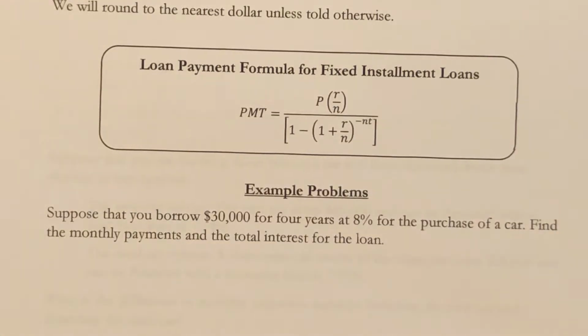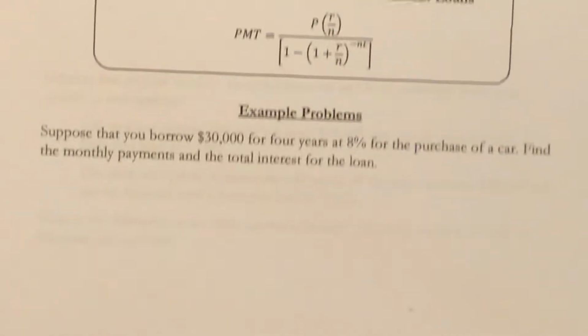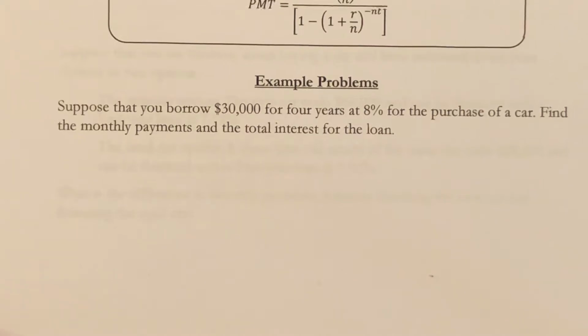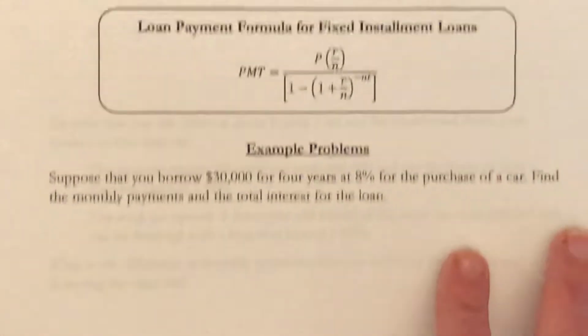Okay? So, let's work a few problems. Suppose that you borrow $30,000 for 4 years at 8% for the purchase of a car. Find the monthly payments and the total interest for the loan.